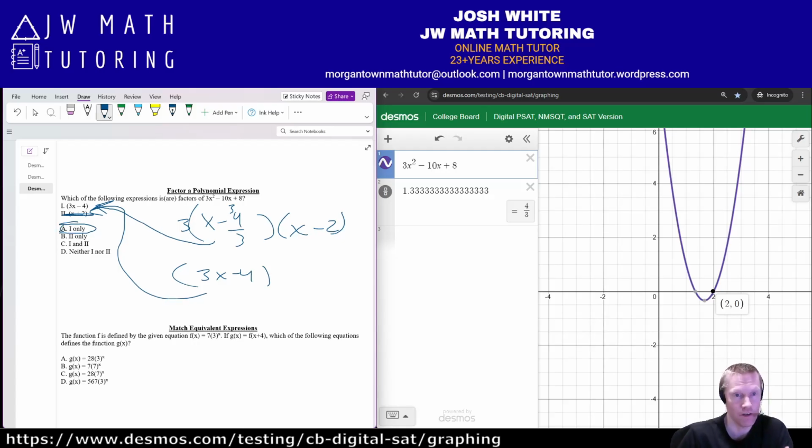3x minus 4 is a factor of this expression. x plus 2 is not a factor. But again, the general skill here is being able to factor a function just by graphing it, finding its x-intercepts, and then realizing that the factors will be x minus whatever the x-intercept value is.